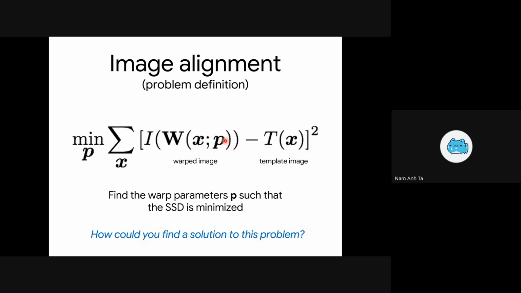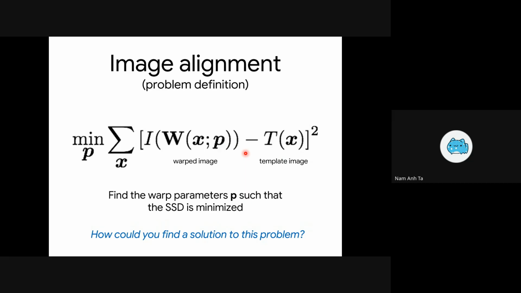To align our images, we treat it as an optimization problem. We have two images right here. The first is our fixed template T(x), and our input image I, which we will warp using a parameter p. We want to find the best p that makes I look exactly like T. We measure the difference using the SSD, the sum of squared differences. For every pixel x, we calculate the error between the template and the warped image, square it, and then sum it up.